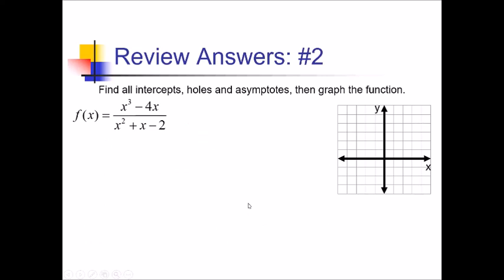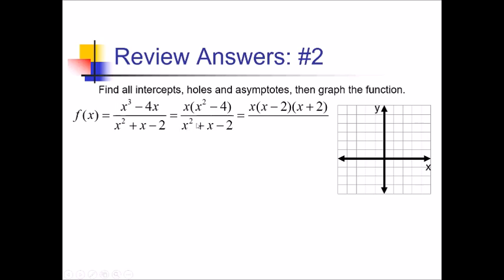For this function, I need to find intercepts, holes, and asymptotes and then graph it. Before I do that, it would be very helpful to factor this thing and see if there's any common factors that I can cancel out. So in my numerator, I notice I have a common factor of x that I can yank out of there, leaving me with x squared minus 4. And I can go a little bit further in the numerator. Since I have the difference of two squares, I can use my square root plus minus shortcut, split this up into x plus 2, x minus 2.